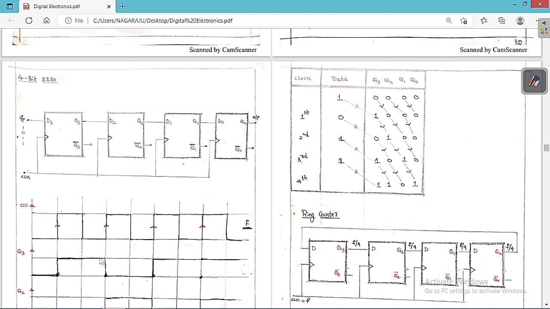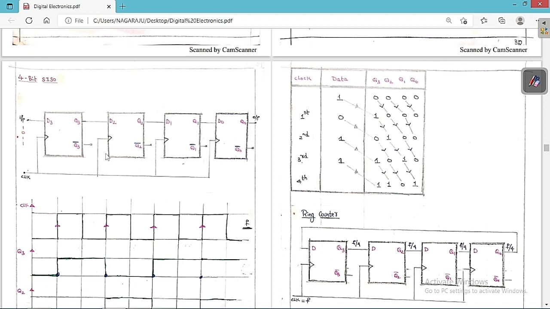Again, whenever I give a triggering, the next input is 0, so 0 is going to pass. Again, when I give a triggering, the next input is 1, so it is going to pass here. Again, the next input is 1, and it passes through Q3. So 1, 0, 1, 1. For the first triggering the input is 1, for the second it is 0, for the third it is 1, for the fourth it is 1. So this is the output that we are going to get.